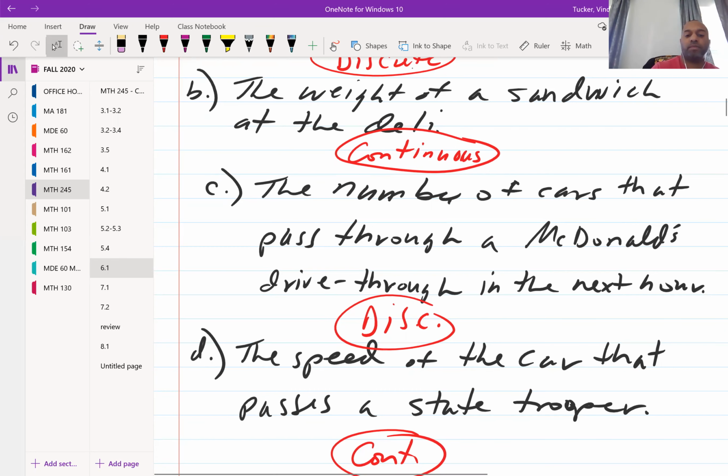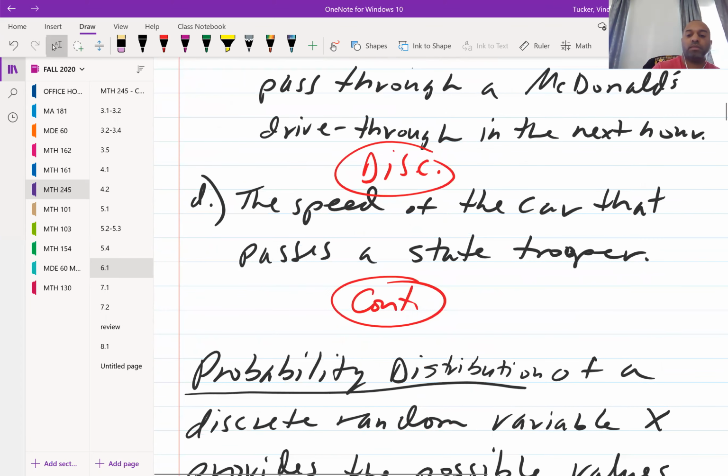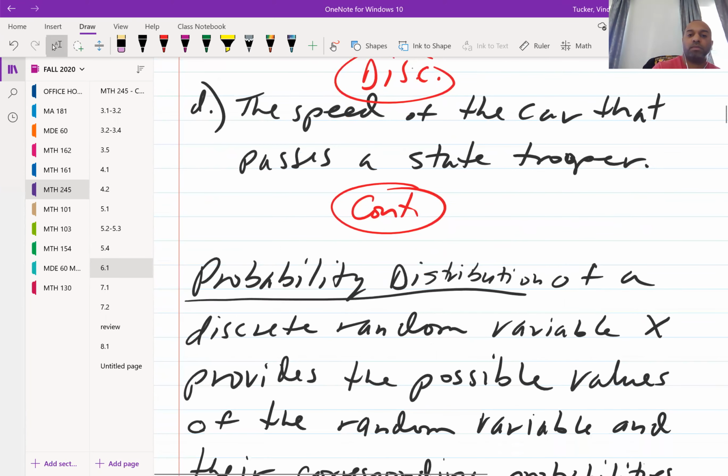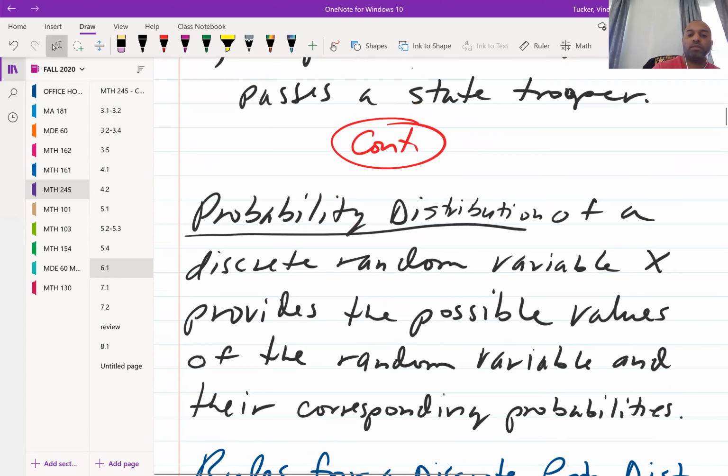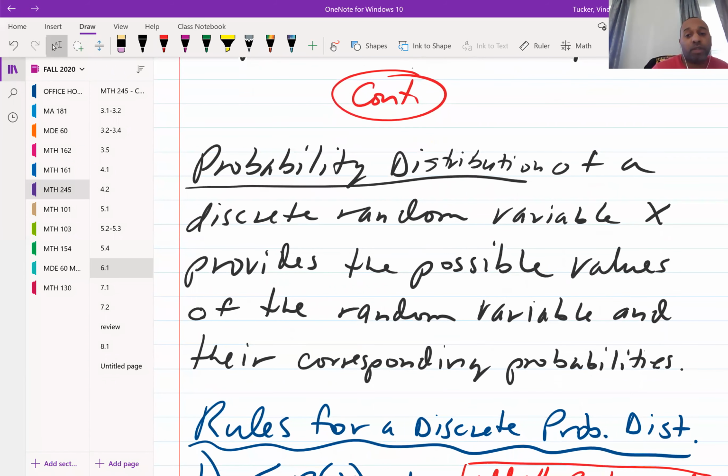All right, next thing we're looking at: the probability distribution of a discrete random variable x provides the possible values of the random variable and their corresponding probabilities.